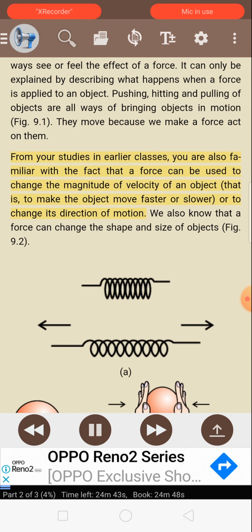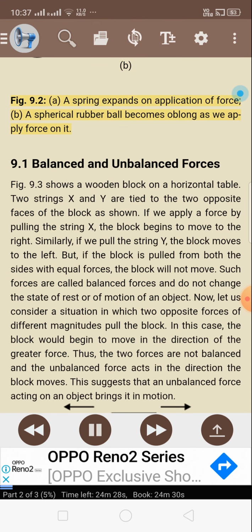From your studies in earlier classes, you are also familiar with the fact that a force can be used to change the magnitude of velocity of an object, that is, to make the object move faster or slower, or to change its direction of motion. We also know that a force can change the shape and size of objects. Figure 9.2. A. A spring expands on application of force. B. A spherical rubber ball becomes oblong as we apply force on it.